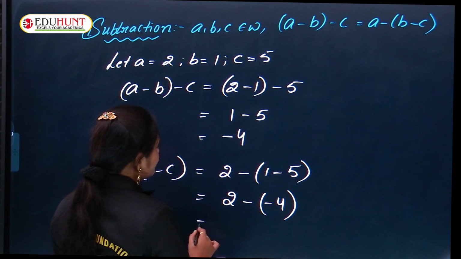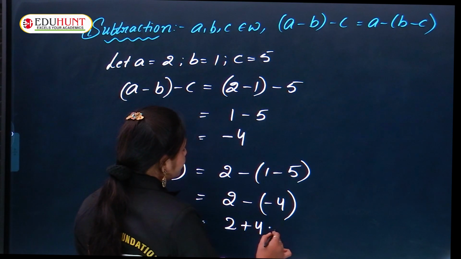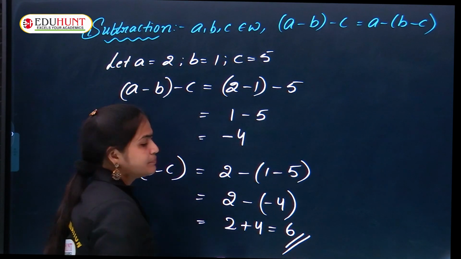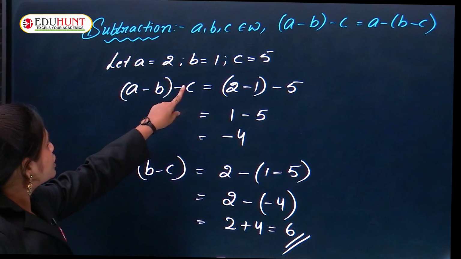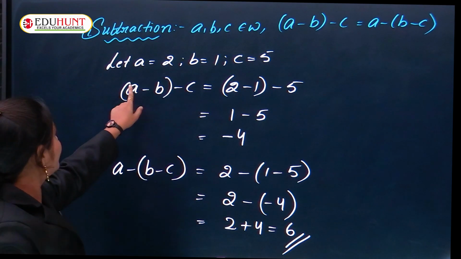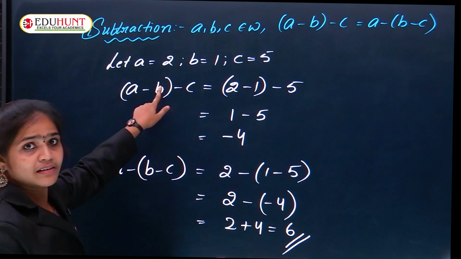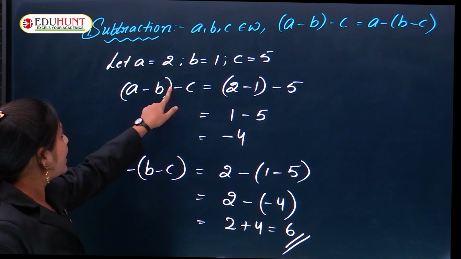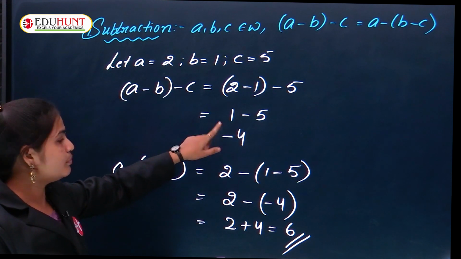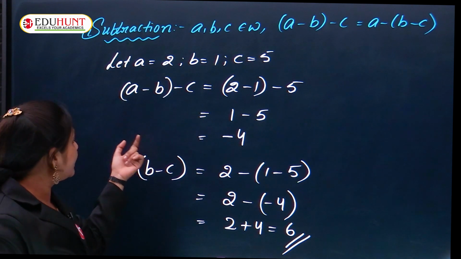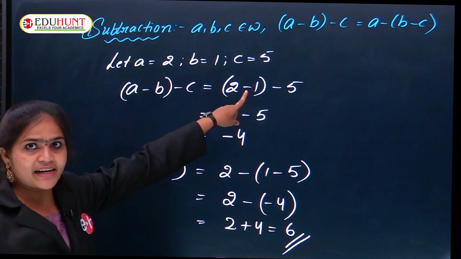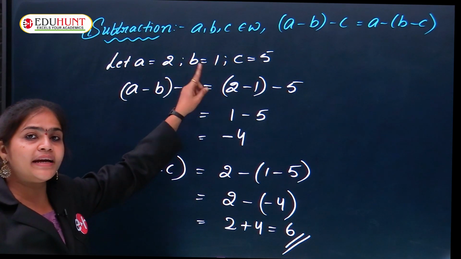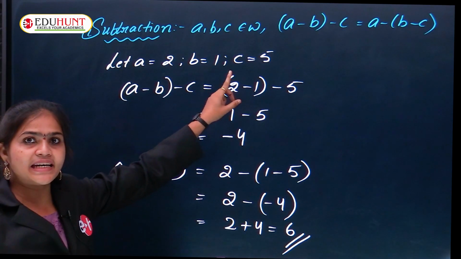Minus into minus, you will get 2 plus 4, which is equal to 6 here. Understood? Say that 2 minus 1 is equal to how much? You will get 2 minus 1, that is 1. Okay, 1 minus 5, that is equal to minus 4. If you subtract first these two numbers, 1 minus 5, that is minus 4. Okay, next 2 minus of minus 4, minus into minus is plus.